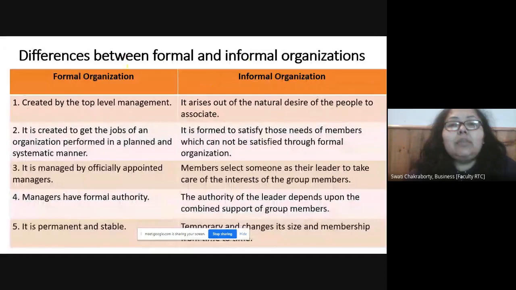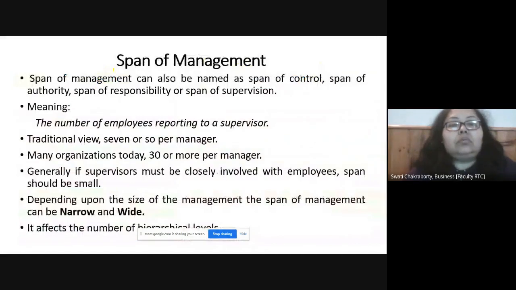So this table actually talks to you about the differences between formal and informal organizations. That's what we have been discussing just now. Okay, so we come across the span of management. What do we mean by span of management? When we talk of span of management, or span of control, we are talking of the extent of control. How many people are you monitoring? Or how many employees are reporting to you?